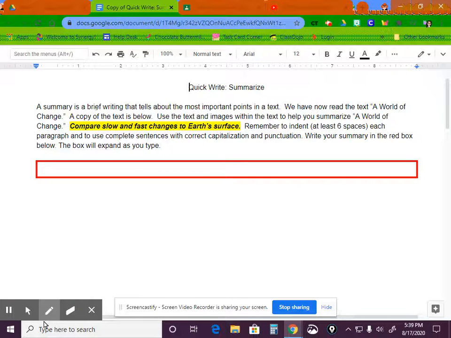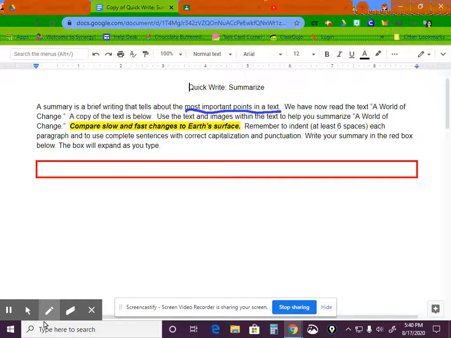a summary is a brief writing that tells about the most important points in a text. We have now read the text, A World of Change. A copy of the text is below. Use the text and images within the text to help you summarize A World of Change. Compare slow and fast changes to Earth's surface.